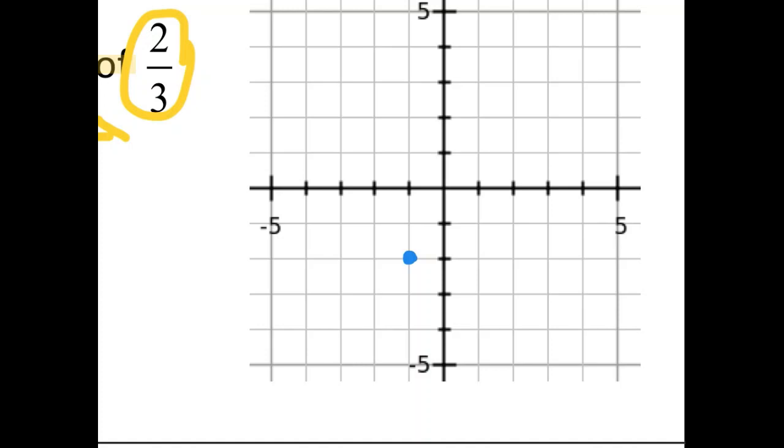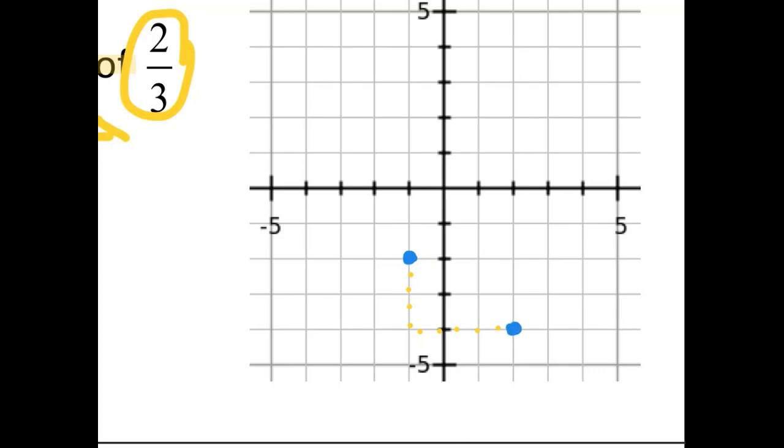And so if we want that V shape opening down, then what we want to do is give ourselves this slope of 2/3 so that the graph opens in that direction. So I'm thinking here down 2/3 to there, and my next point is going to be there.